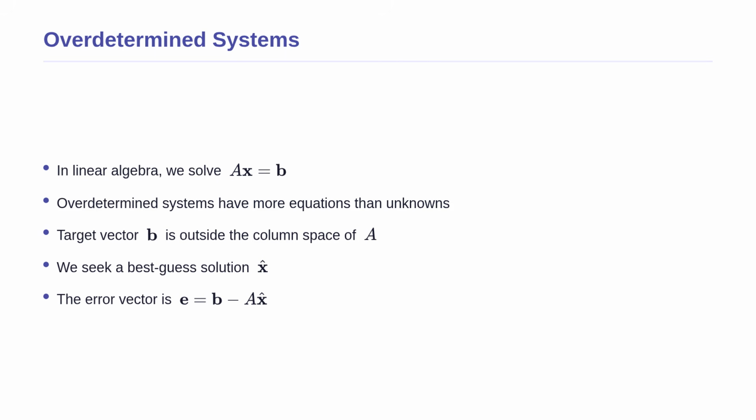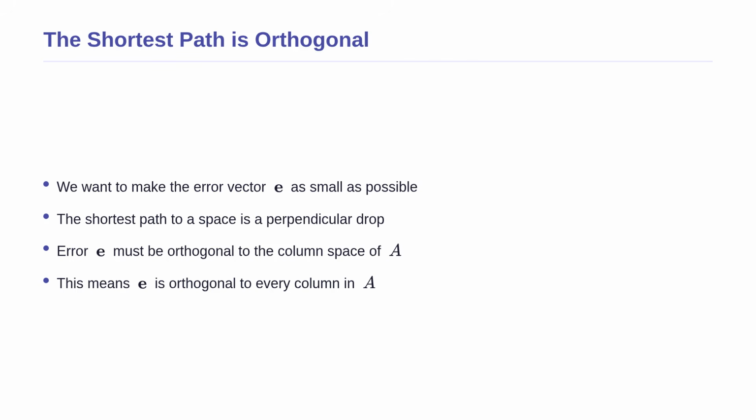Since we cannot reach B exactly, we try to reach a point inside the column space that is as close to B as possible. We call this best guess solution X hat. The difference between our target and our best guess is the error vector, E. So we have this error vector, and we want to make it as tiny as possible. How do we find this magical best guess X hat?